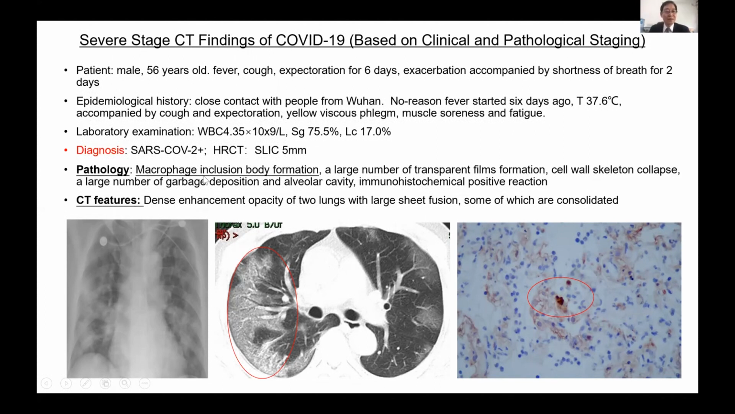Pathology: macrophage chlorine body formation, a large number of transparent film formation. Cell skeleton collapse, a large number of debris deposition in the alveolar cavity, immunohistochemical positive reaction. CT manifestation shows density enhancement opacity of two lungs with larger sheet fusion, some of which are consolidation. You can see here.